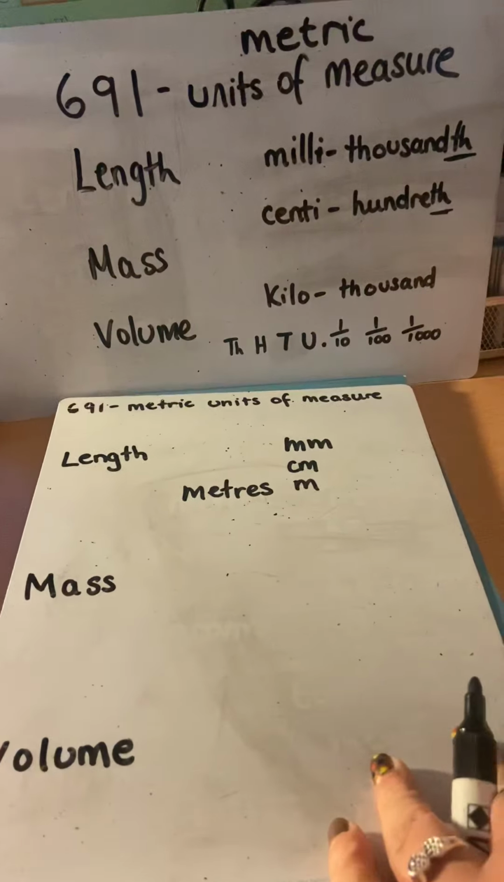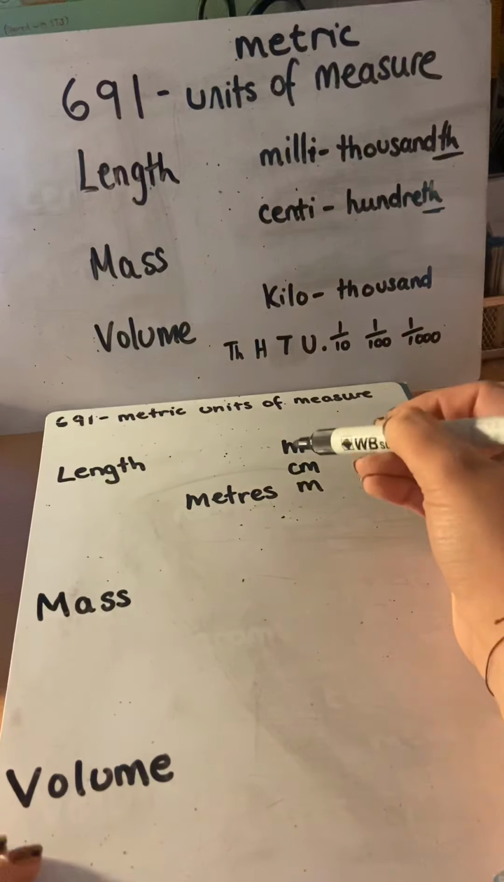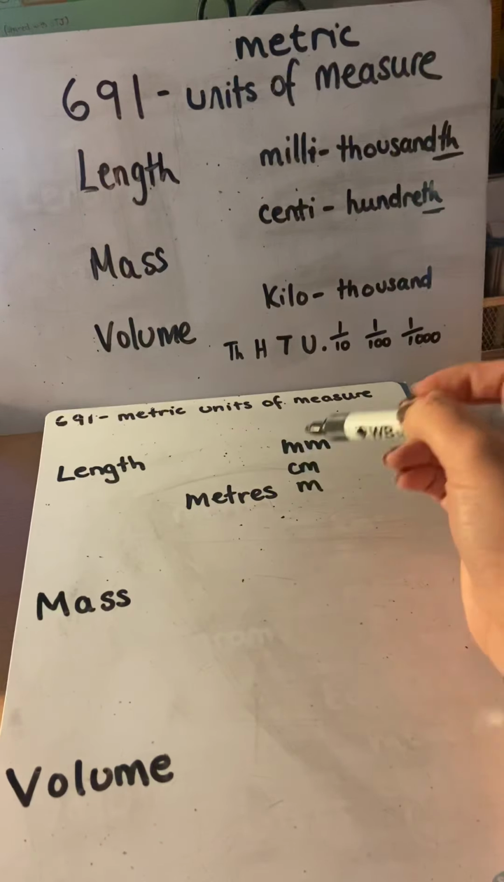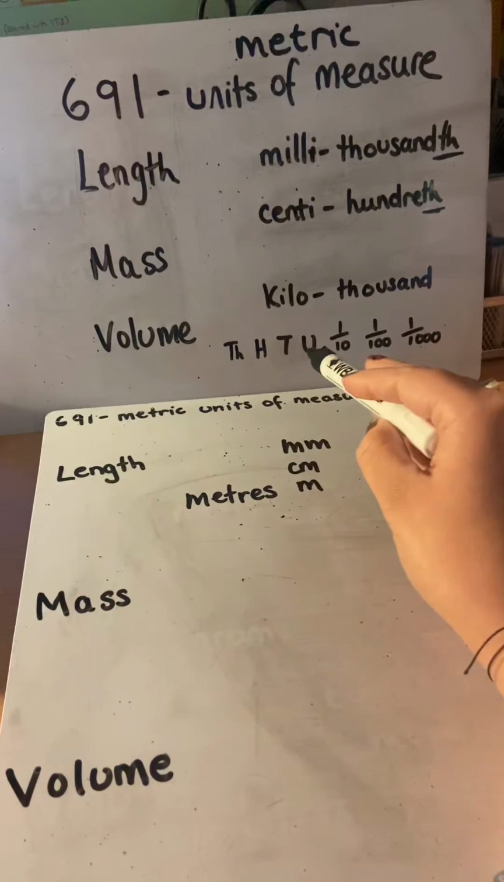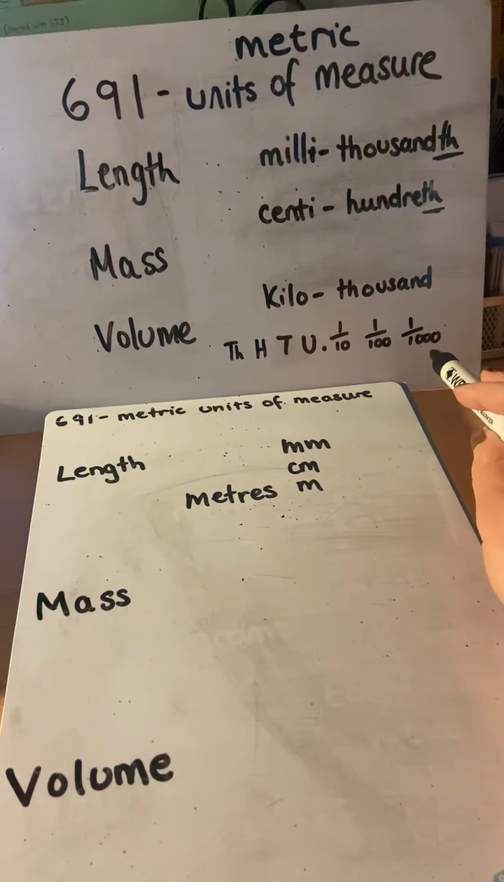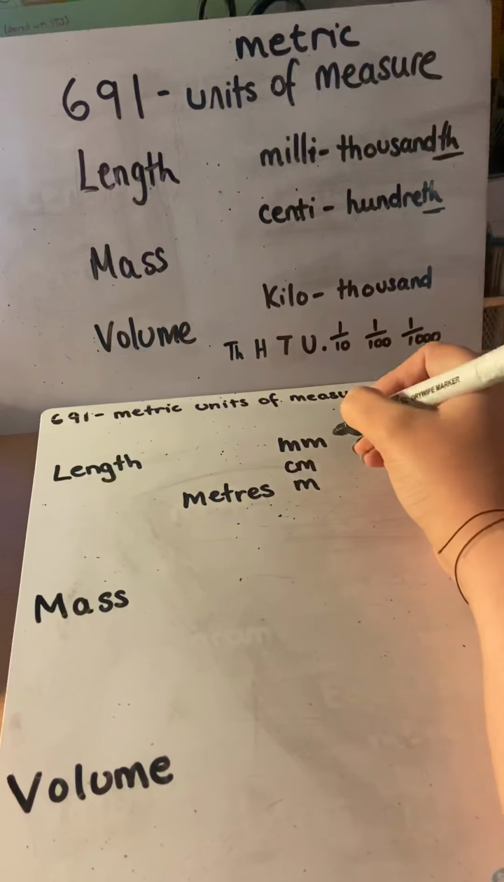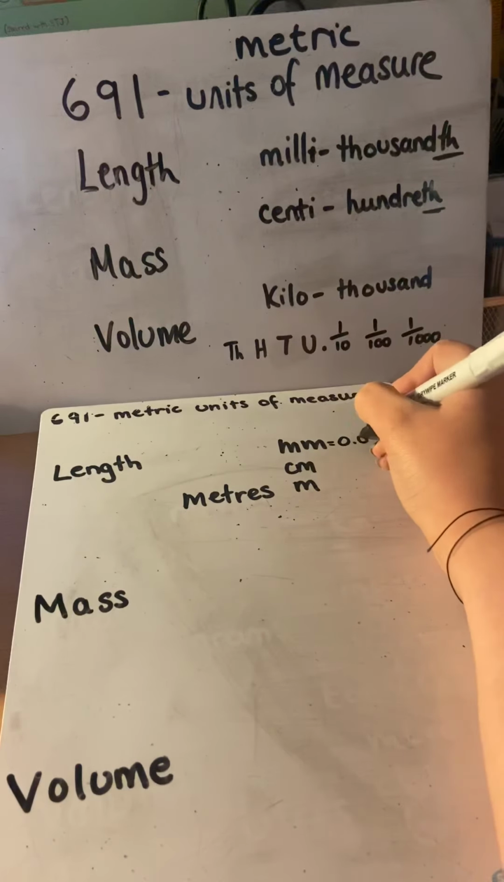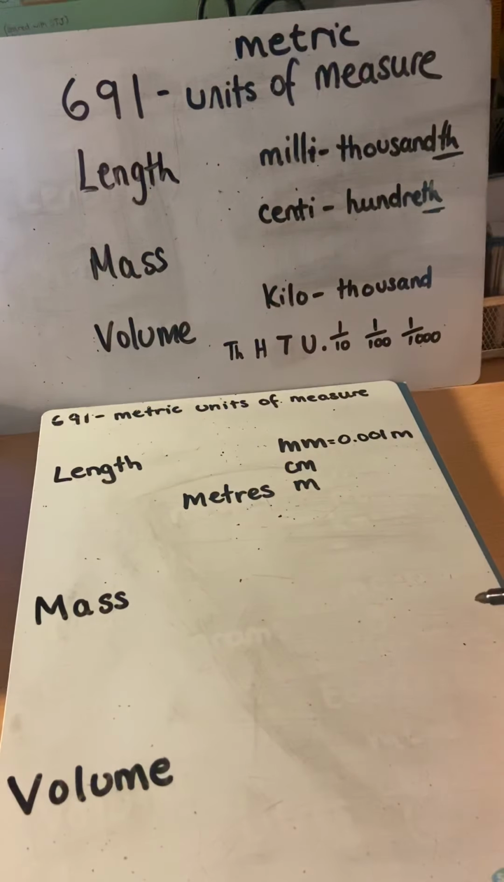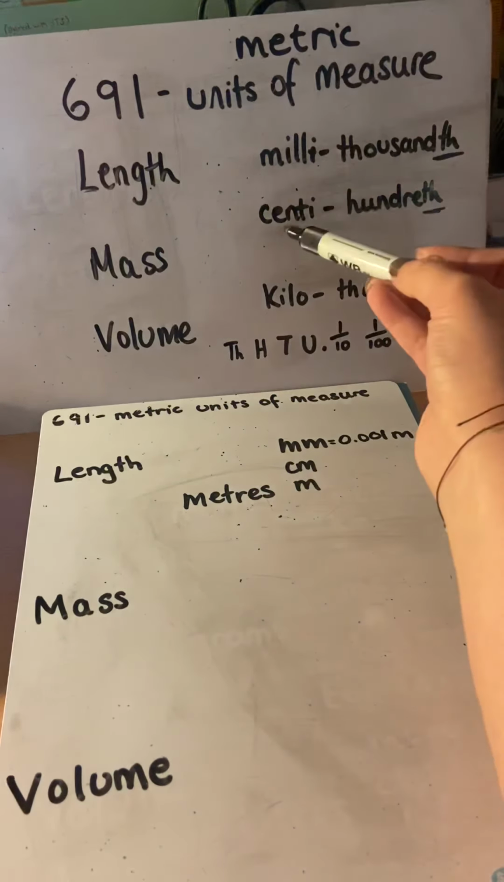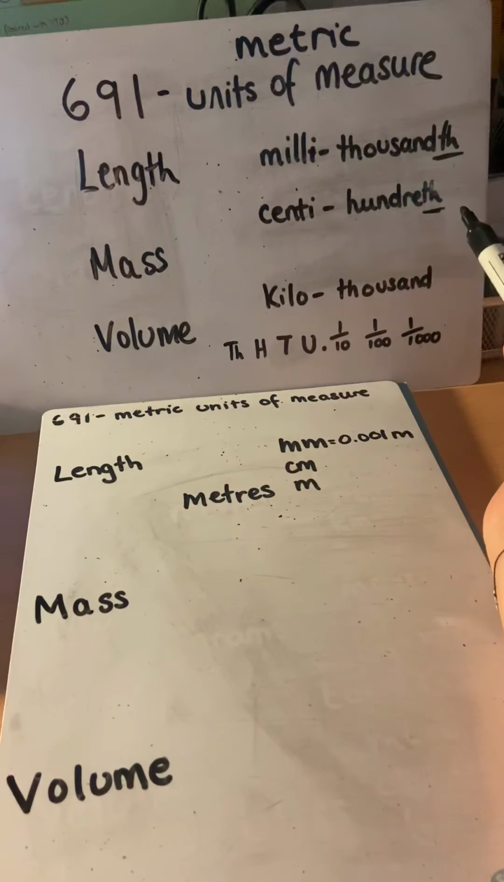Now, there's two little words at the start of those. The first M here, millimetres, milli means thousandth. So a millimetre is 1,000th of a metre. If we look on our hundreds and tens and units, 1,000th is right down here. So we can write 1 millimetre as 0.001 metres.